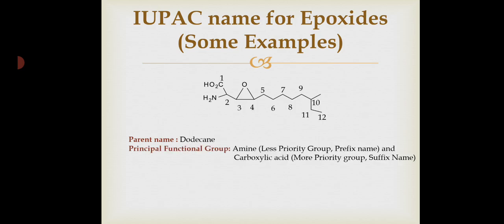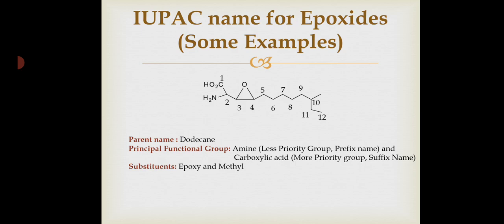The substituents, the principal functional groups are amine and carboxylic acid. But who gets preference? Carboxylic acid is a more priority group, and so it comes as a suffix name after the parent name, and amino group becomes the prefix name in addition to other prefix names like epoxy and methyl. Now, what are the names that are coming in the prefix? Amino, epoxy and methyl. So A comes first. So amino group will be written first, then epoxy, then methyl.